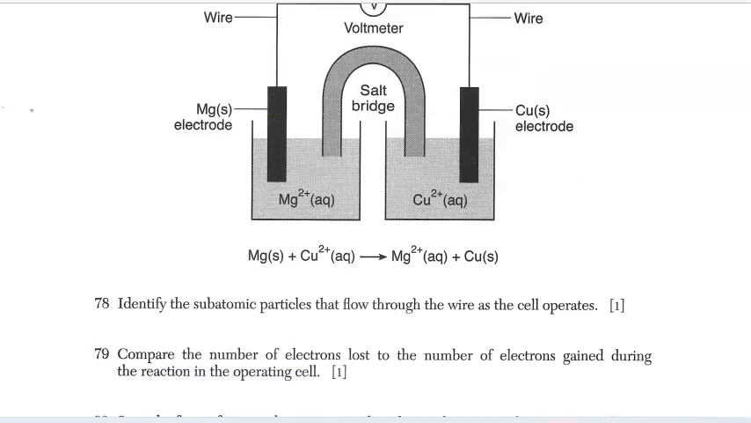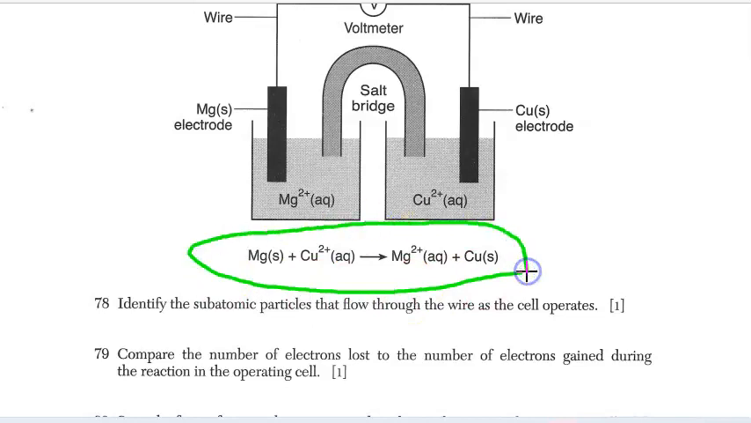79. It says compare the number of electrons lost to the number of electrons gained during the reaction in the operating cell. The student might think, oh, I've got to figure out my half reactions and all. It's not even asking you specifically the number of electrons. It's just asking to compare the numbers. The number of electrons lost must be equal to the number gained. So you could just say that they're equal or the same.